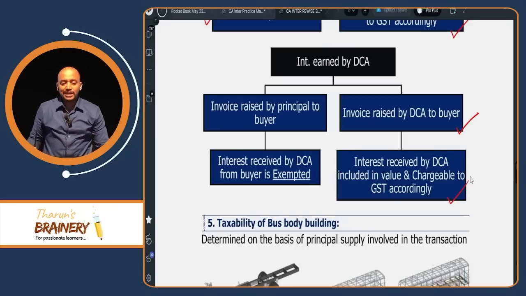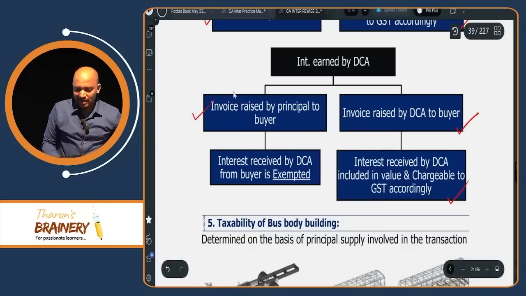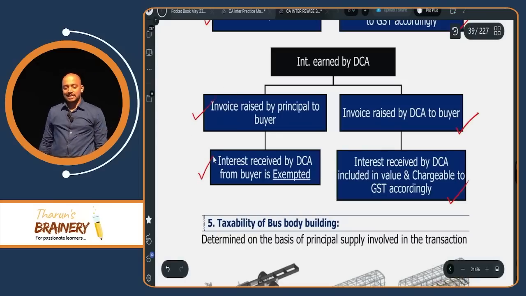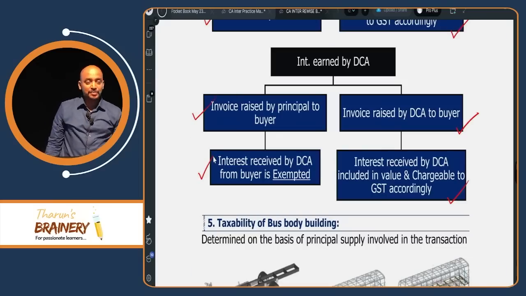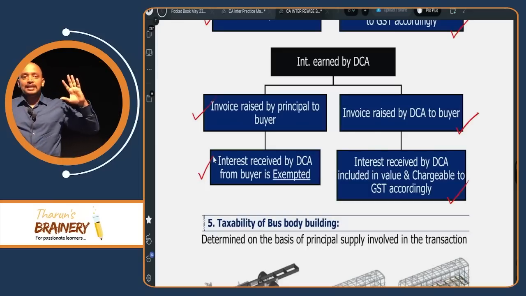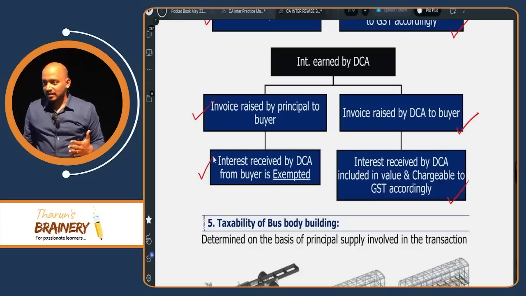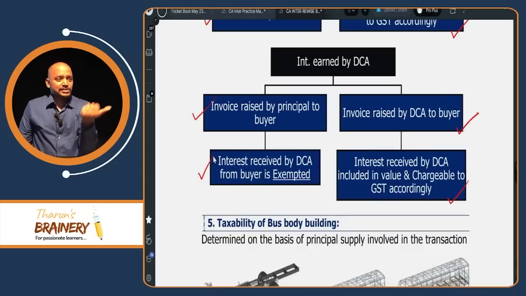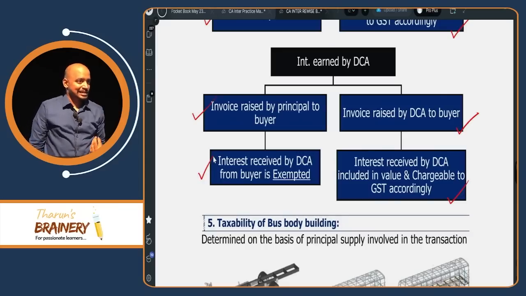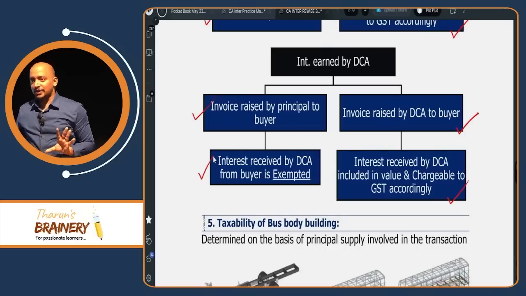So if the invoice is raised by the principal to the buyer, then interest received by the del credere agent from the buyer is exempted. Again, I am repeating, please listen. That is, the del credere agent receiving interest from the buyer. Whether the invoice is raised by the del credere agent, yes, means the del credere agent is receiving that interest on account of delay in receipt of consideration.